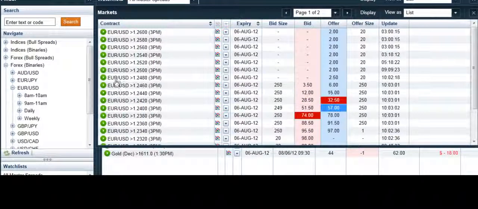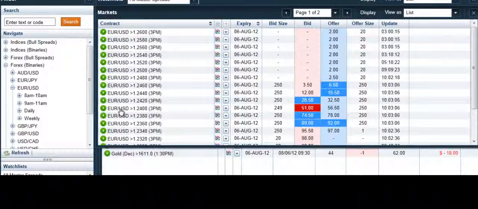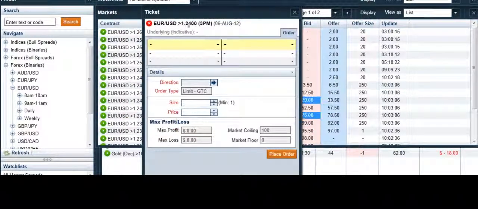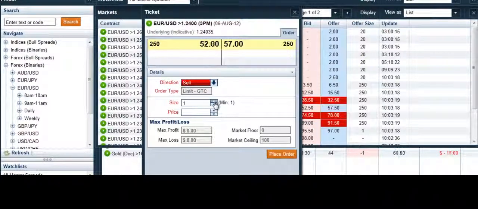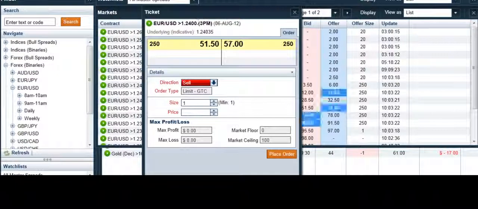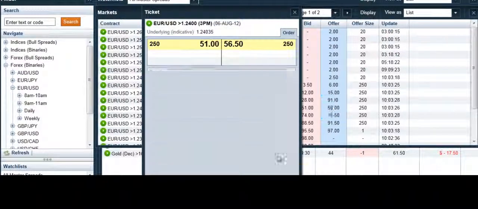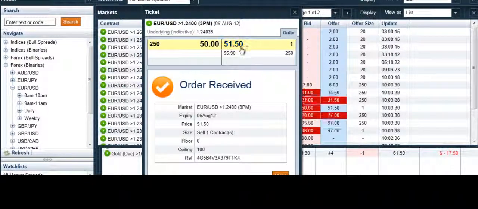So let's walk you through an actual trade here. I'm going to go back to the Euro US dollar greater than 124, and that has changed obviously since the markets have moved. Current market is at 124.03. So again, I'm selling it, so I'm saying I think the market is going to be below 124 at 3 o'clock, and the price they're giving me is 51.50.